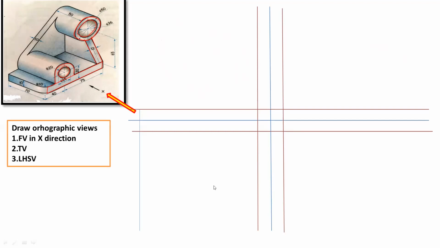Okay. Now to start the front view, we will draw one reference rectangle. So reference rectangle means what? If you observe from the X direction, that is your front view, then observe the maximum width and maximum height for the given object. Okay. So you can observe here the maximum length, this is equal to 40 plus 75. Okay. So up to this edge.